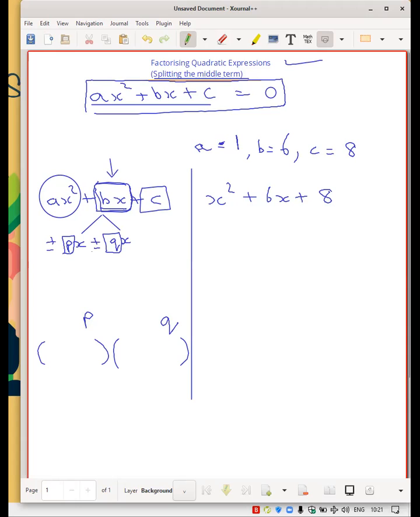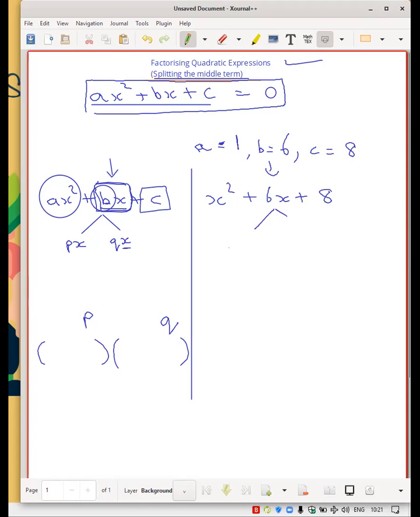Ultimately, we are splitting the middle term into two factors. Bx we are splitting into Px and Qx. X as a variable will not change. You already know that. Only this part is going to be split into P and Q. For example, Krishna, which is the middle term in this expression? 6x. So what are we going to do to 6x? We're going to split it into two terms.